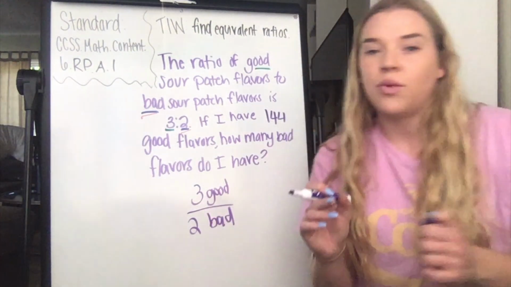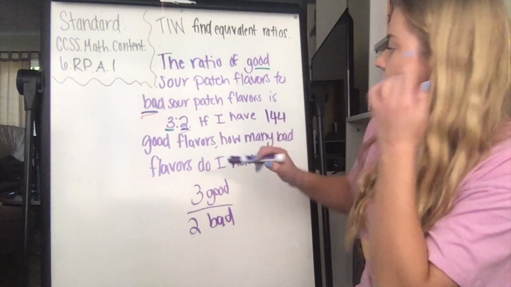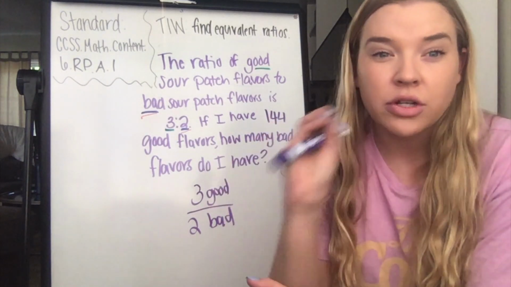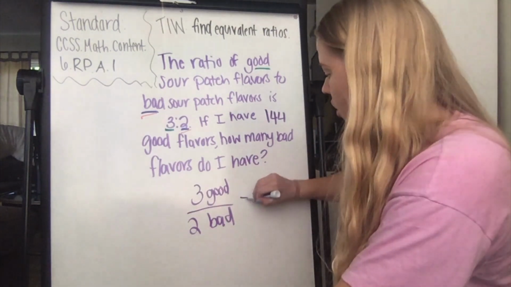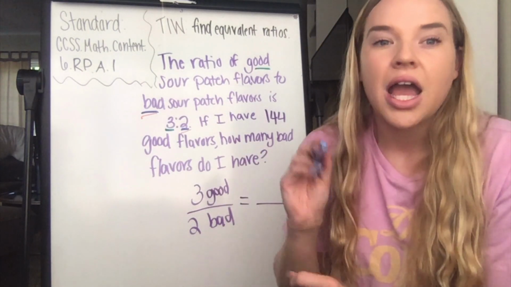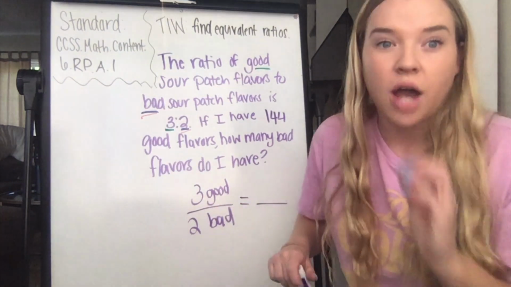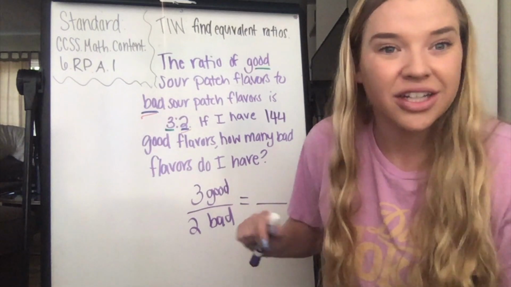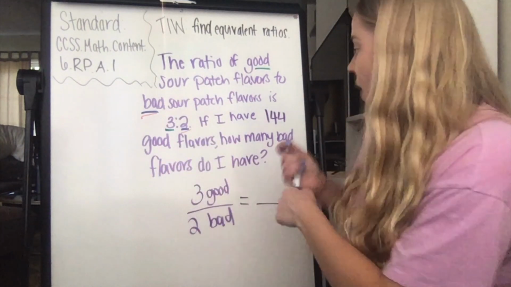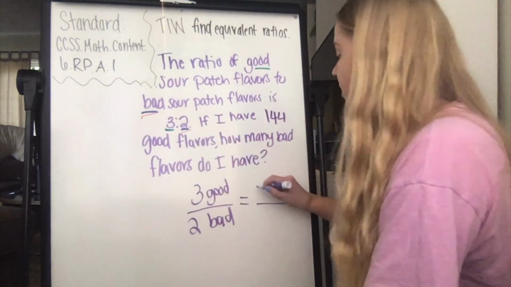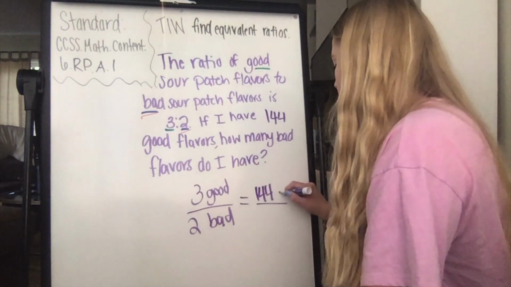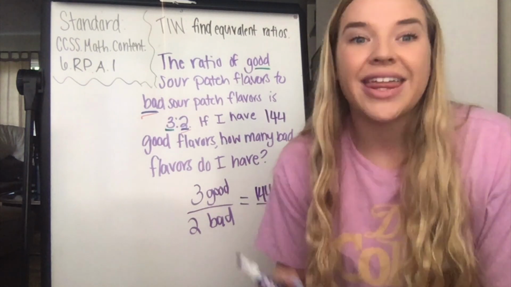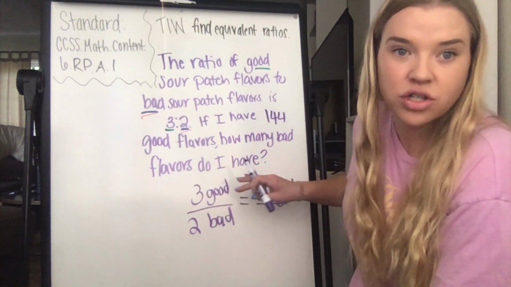Okay, now I want to see what other information my problem gives me. My problem says if I have 144 good flavors. I told you this. My same units want to stick together. So in my original problem, I put 3 good on top, okay? So I'm saying 144 good. Good wants to stay with good. Good guys want to stay with the good guys. So I have to put this 144 good flavors on top, because they want to stick together. They have to stay next to each other in order to solve this problem.